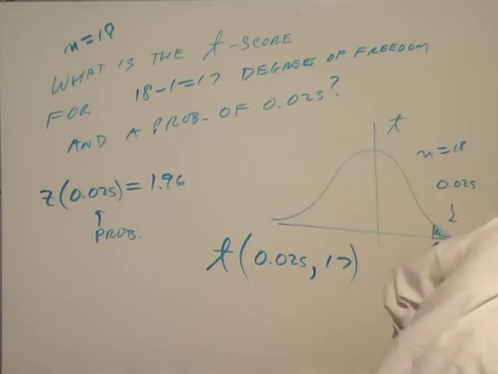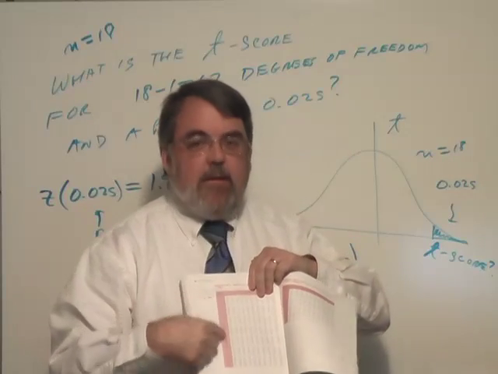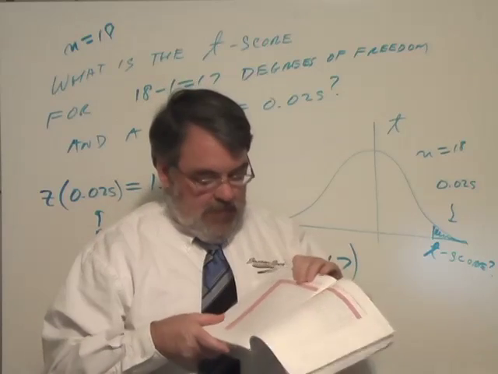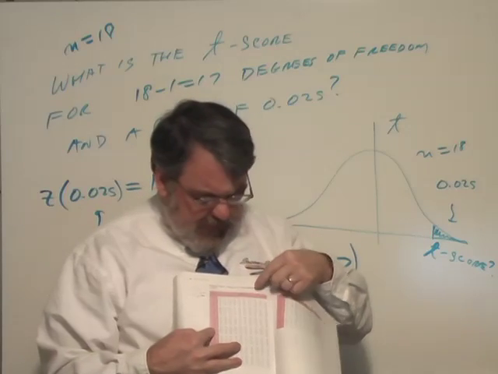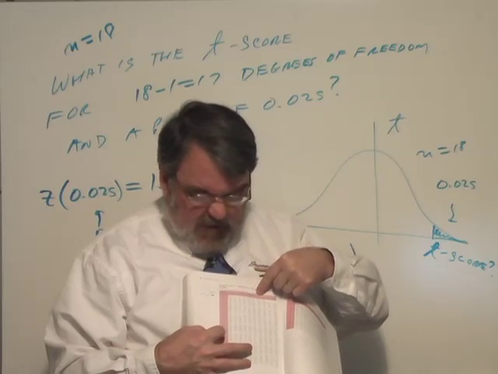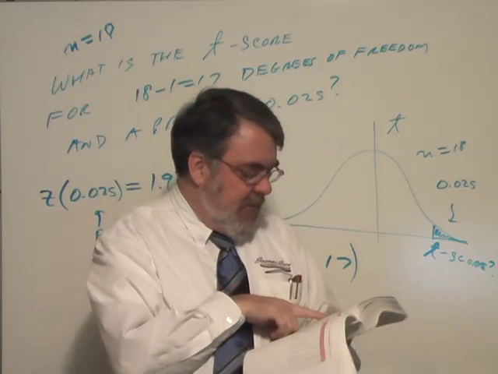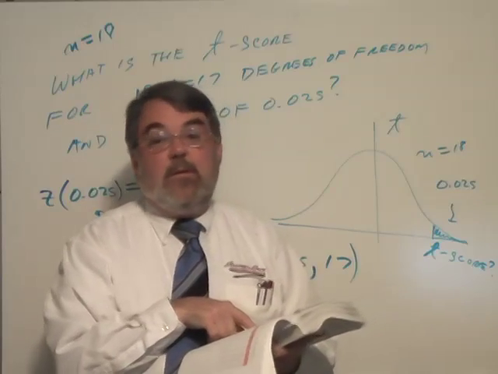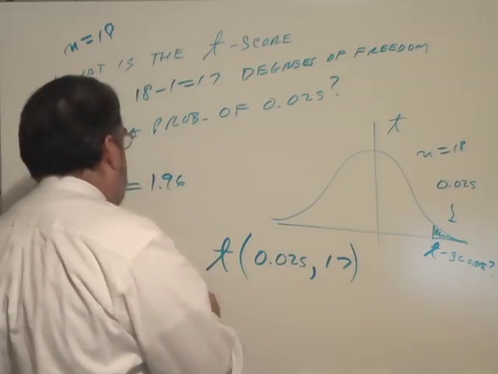So see if we can find that in the chart. When you go down the left side of the page, it says degrees of freedom. So look for 17. It's about in the middle, isn't it? And then come over to the top here where it says probability, find 0.025. It's about in the middle. So when you bring these together, you get, let me see, 17 degrees of freedom, 0.025 is 2.11. So that t-score is 2.11.